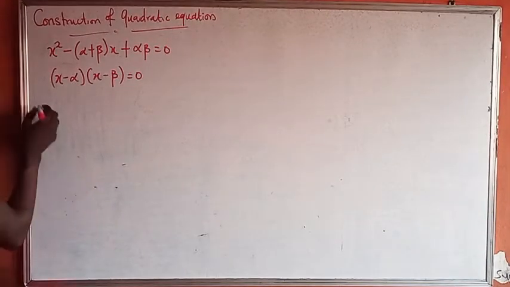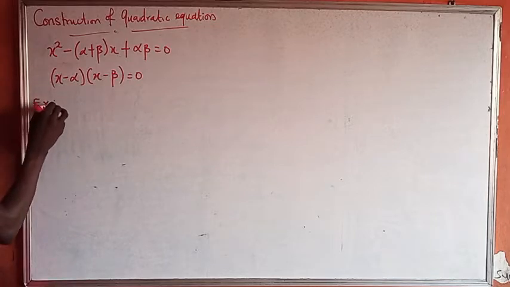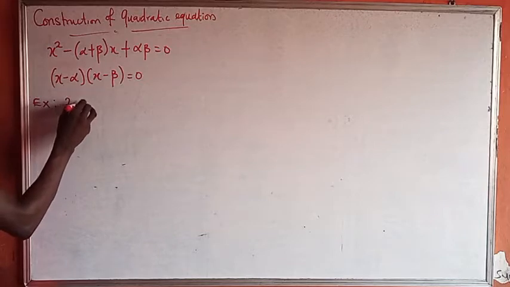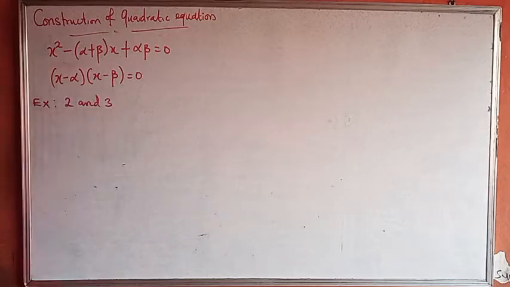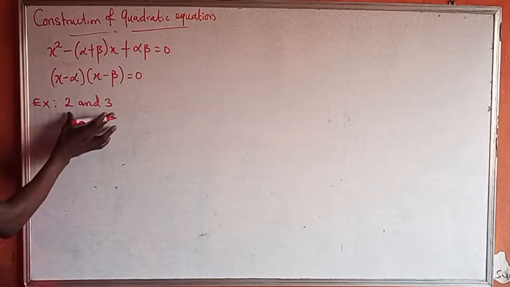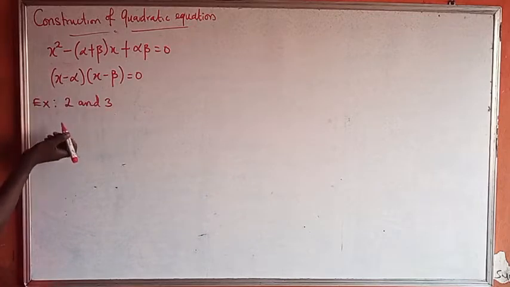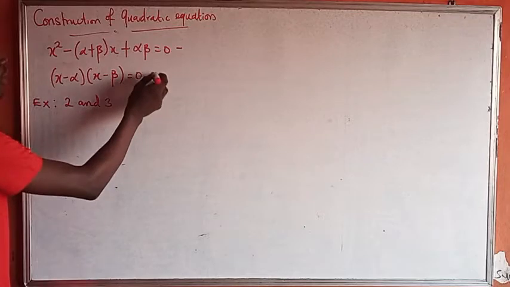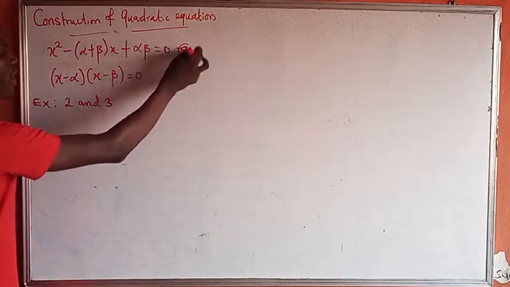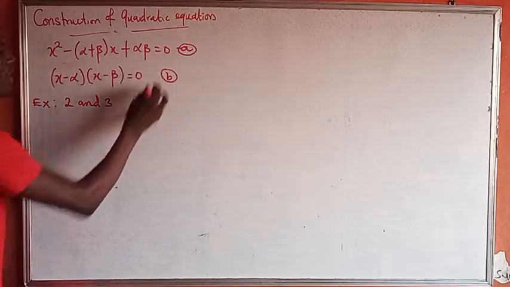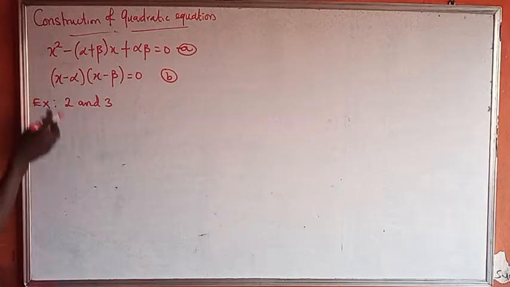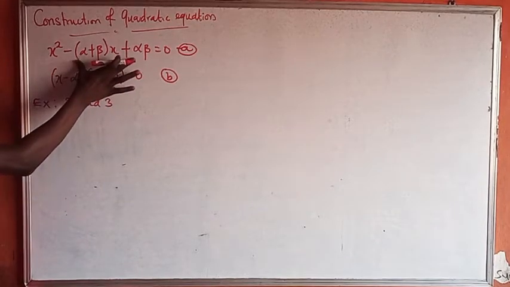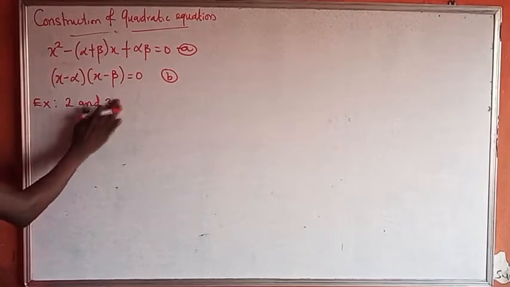So let's say I have an example, like I want to construct a quadratic equation with the given roots 2 and 3. If I'm asked to construct a quadratic equation with these roots, what will I do? The first thing to do is I can either use this formula or this formula. Let's call this our formula A and this our formula B. It is still the same. If you open this particular bracket, you will get everything here again. Let me quickly run through that.